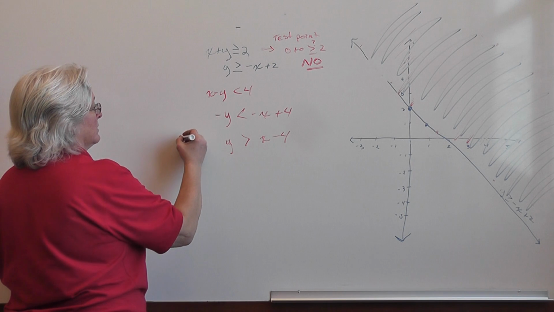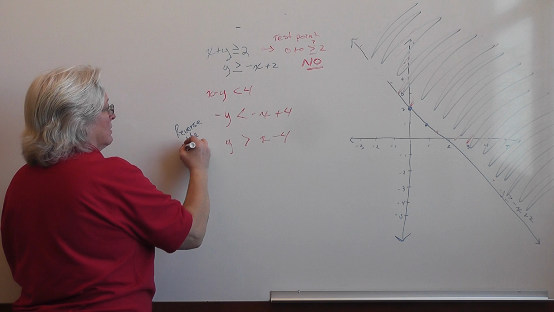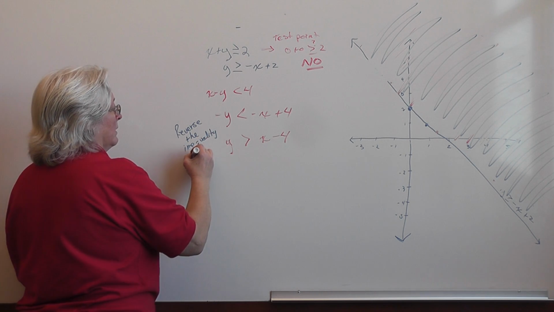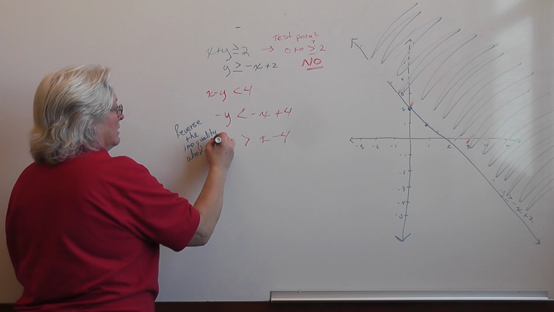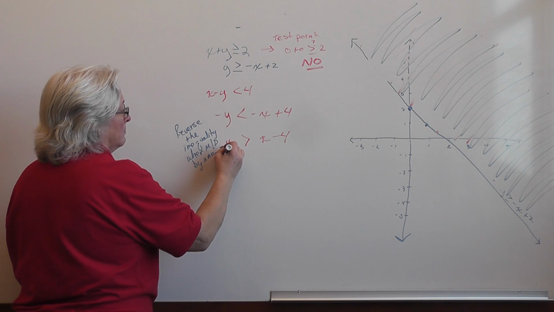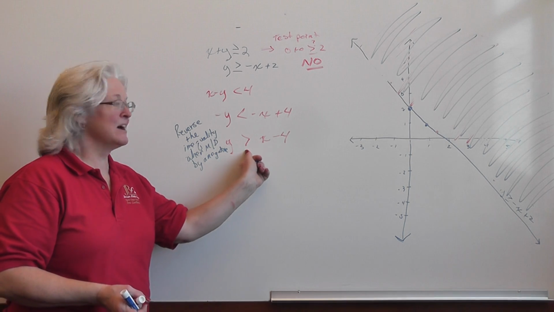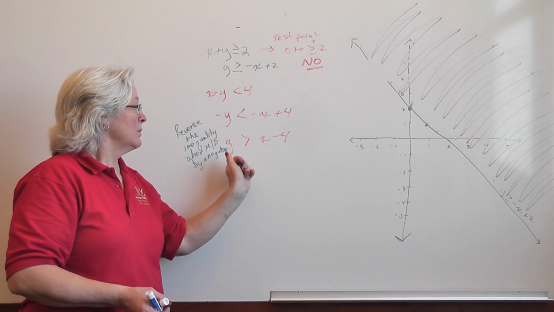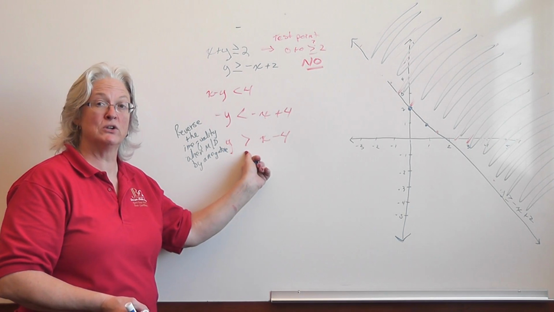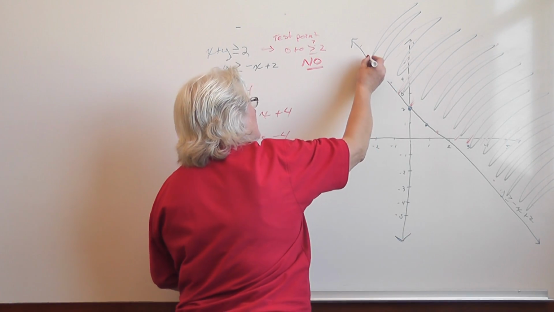I'm going to put this little note here. Reverse the inequality when multiplying or dividing by a negative. So now we have a pure inequality. It does not include the equals there. When you have an inequality that you're graphing that does not include the equal sign, do you remember what you do? Yeah, that's right. Instead of having a solid line over here, you have a broken line.